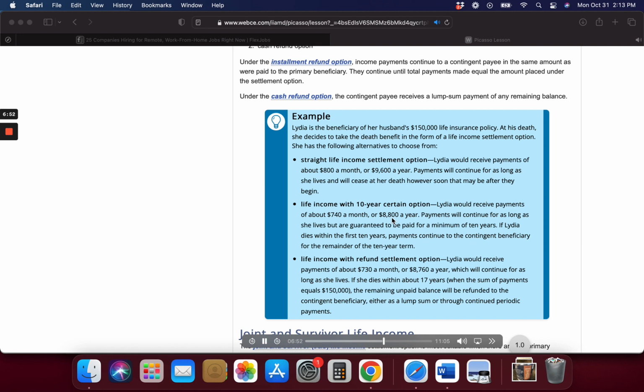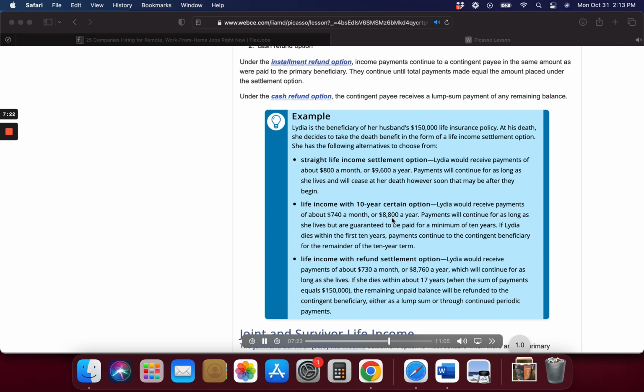Example: Lydia is the beneficiary of her husband's $150,000 life insurance policy. At his death, she decides to take the death benefit in the form of a life income settlement option. She has the following alternatives to choose from. Straight life income settlement option. Lydia would receive payments of about $800 a month, or $9,600 a year. Payments will continue for as long as she lives and will cease at her death however soon that may be after they begin.